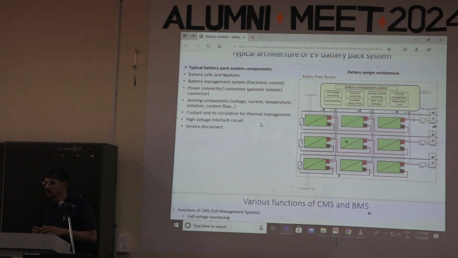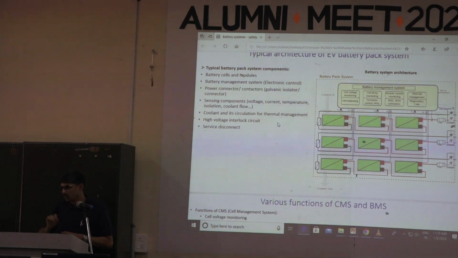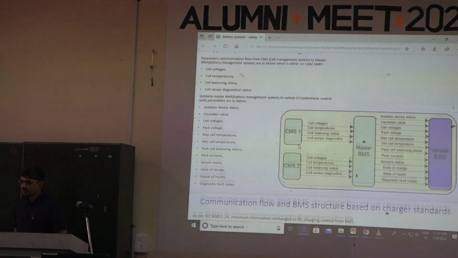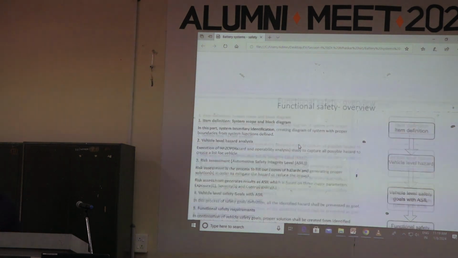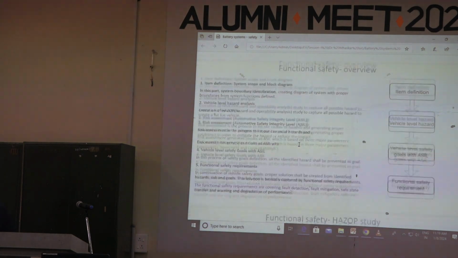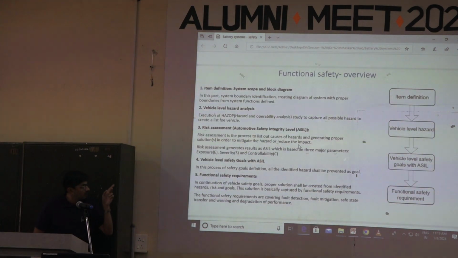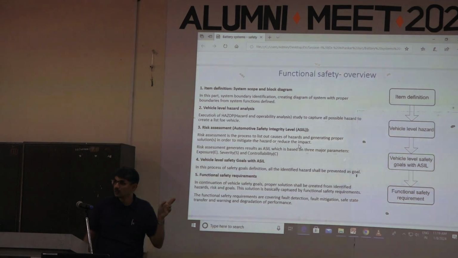So components, as I said: battery cells, battery management system, connectors, contactors, and these are all as per your safety analysis. I will briefly touch upon it. Let's see how it works. Functional like that. So we effectively do this kind of analysis to come out with this kind of architecture.